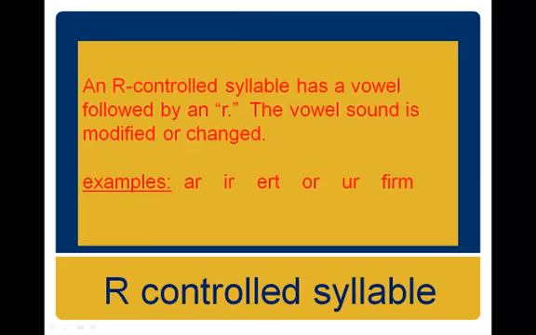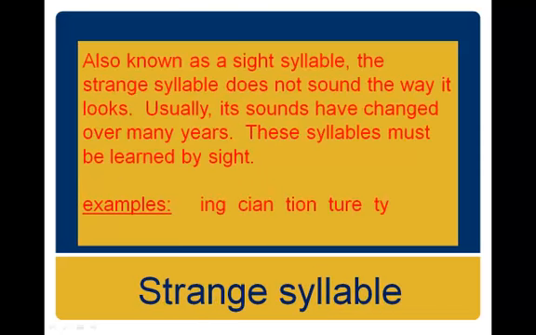An R-controlled syllable has a vowel followed by an R. The vowel sound is modified or changed. Some examples are r, ert, or, firm. Also known as the sight syllable, the strange syllable does not sound the way it looks. Usually, its sounds have changed over many years. These syllables must be learned by sight. Some examples are ing, shun, chur, t.